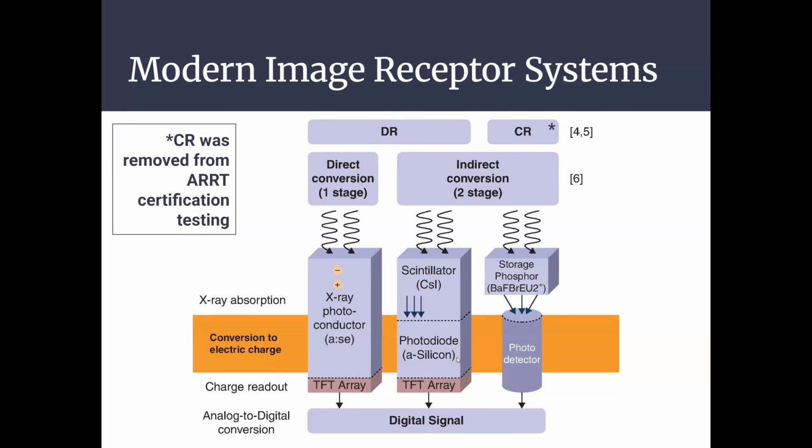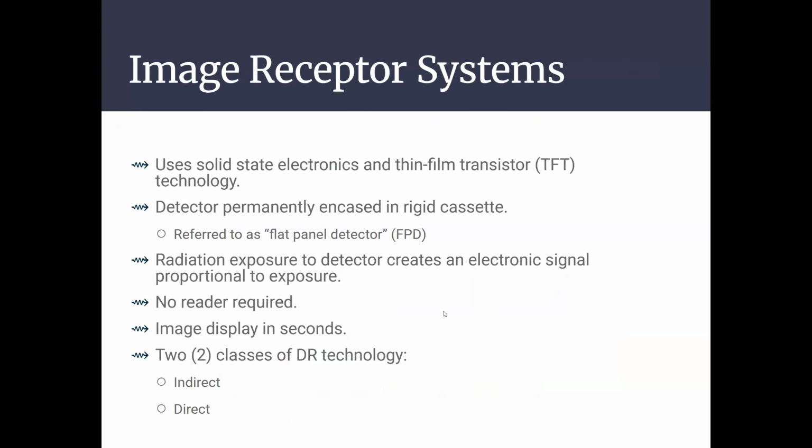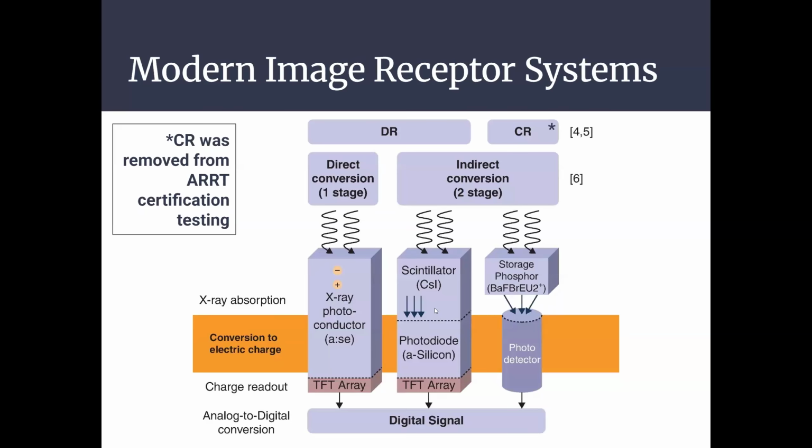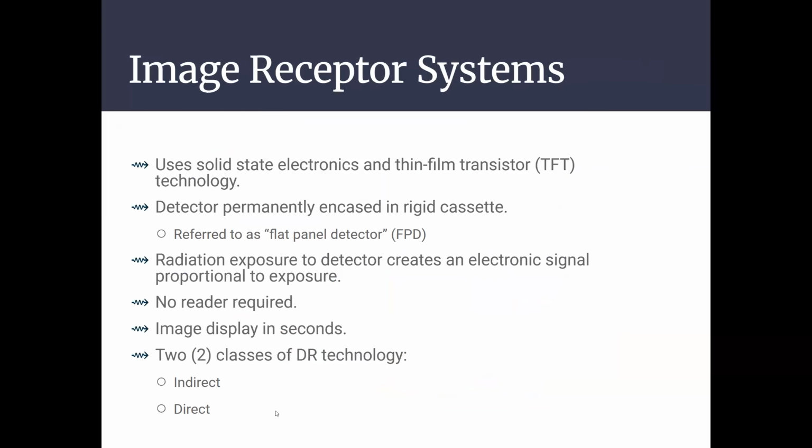And there's going to be a readout from that. Then it's going to go through an analog to digital converter to create something that you can see in an image. But we're not going to get into that in too much detail in this chapter. So, sorry, we can go to the next one. Image receptor systems use solid state electronics and thin film transistor technology. This is the IR, image receptor for digital.